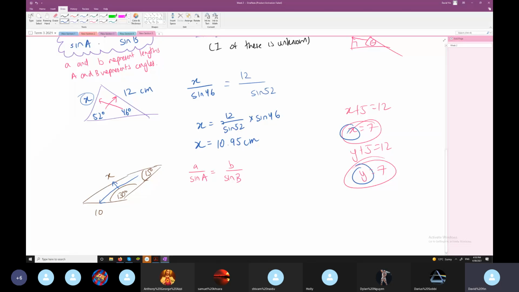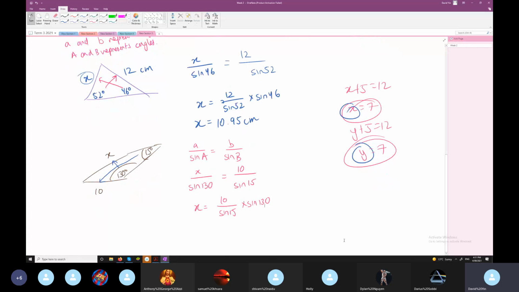So a over sine A equals b over sine B. So let's do this. You always generally want the x as the first expression. It doesn't really matter too much, but it's just easier to have x as the first expression. So we get x over sine 130, right? Because x goes with sine 130 because x is opposite the 130 degrees. And then we've got b, which is 10, all over sine 15. Same thing here. All we do is sine 130, bring it across, treat it as a number. So this will be 10 over sine 15 times by sine 130.